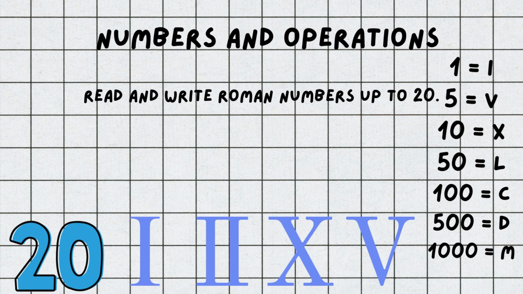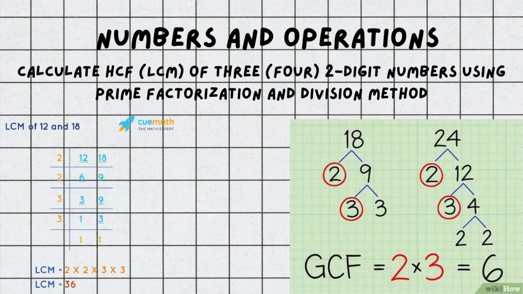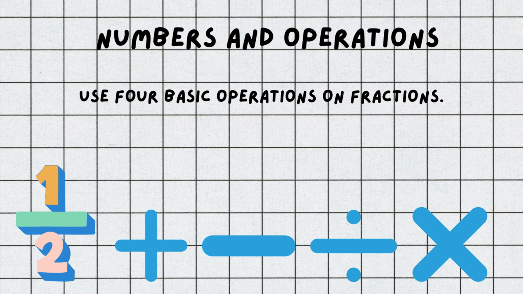Read and write Roman numbers up to 20. Differentiate between factors and multiples. Calculate HCF of 3 2-digit numbers using prime factorization and division method. Use 4 basic operations on fractions.